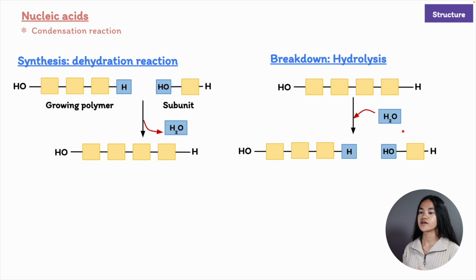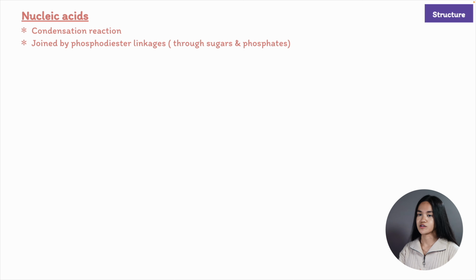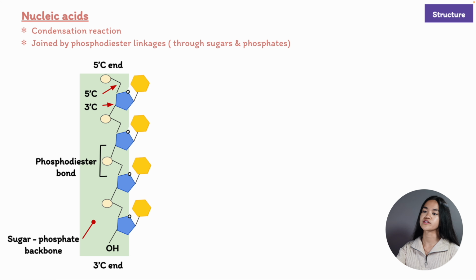So we're going to be hydrating the polymer and break the bond between monomers. Now, nucleotides are joined by a phosphodiester linkage. The nucleotides are covalently linked together through the sugars and phosphates, which would then form a repeating pattern of sugar phosphate units called the sugar phosphate backbone. Okay? This backbone is called the sugar phosphate backbone, and the nitrogenous bases are not part of this backbone.